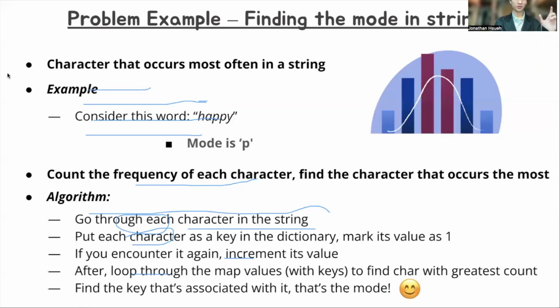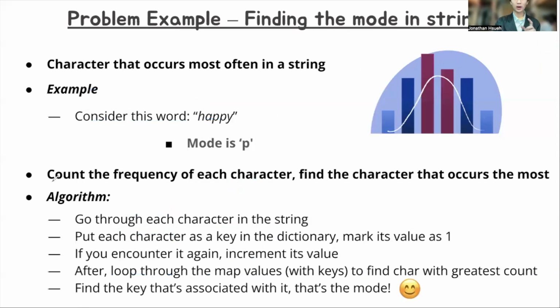And let's do a problem example. So I want to find the mode in the string, the character that occurs the most often. Example, in this word happy, what's the most common letter? P. I heard you guys. That is going to be the mode because it happens twice, more than every other letter. We want to count the frequency of each character and find the character that occurs the most using dictionaries.